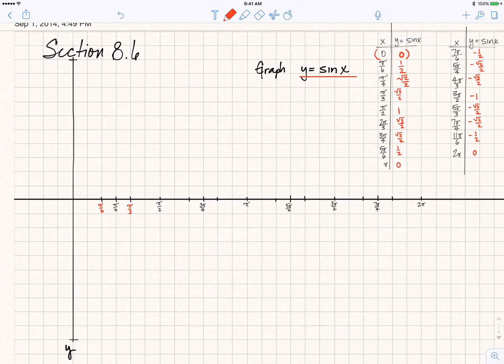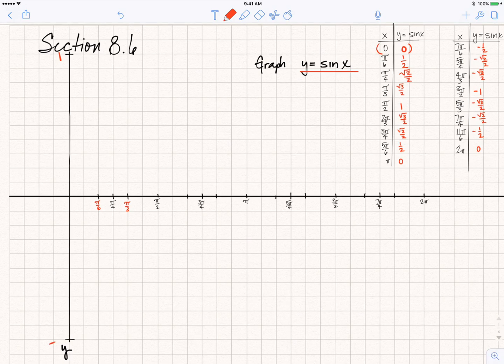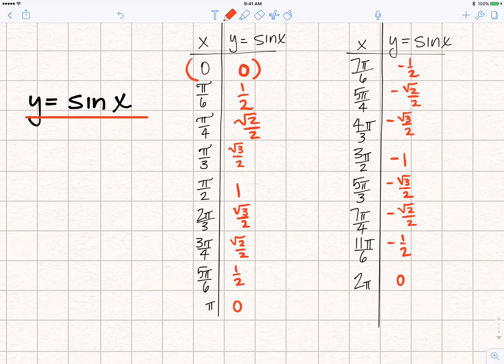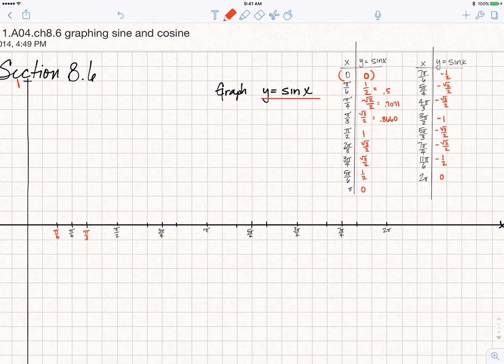I've also marked on the y-axis 10 blocks. If you'll look at all of your y values, your biggest value is 1, so I'm going to make 1 up 10 blocks and -1 down 10 blocks. And in order to do some graphing, I need some decimal values. Of course, we know that 1/2 is equal to 0.5. Root 2 over 2 is the same thing as 0.7071. Root 3 over 2 is 0.8660. And that's all of the decimals we'll have. They're just going to be positives and negatives after that. So now we're ready to graph.